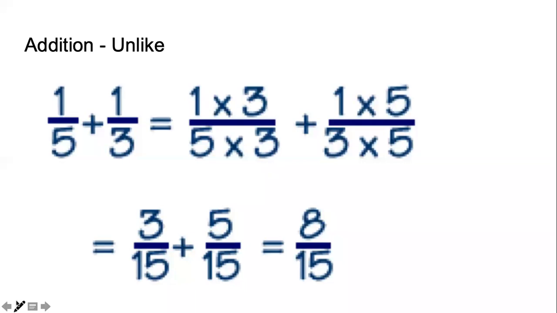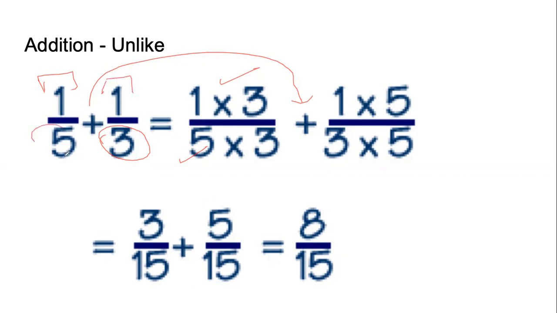If we have to add unlike fractions, the simple thing is we will make them like first. Here, the question is 1 by 5 plus 1 by 3. Very simple. We will multiply the first fraction with the denominator of the second fraction. So 1 into 3, 5 into 3. Plus sign remains where it is. Then we will multiply the second fraction with the denominator of the first fraction. So 1 into 5, 3 into 5.